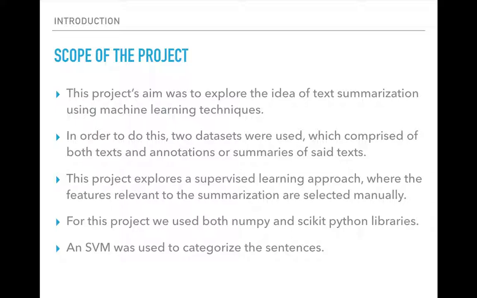So the idea for a project was to use machine learning techniques to create summaries from texts. In order to do this, we used two datasets that comprise both of text and annotations or summaries of those texts. We used a supervised learning approach, which means we manually crafted the features for each sentence. In this project, we used both the NumPy and scikit Python libraries and then used an SVM to categorize the sentences. Basically, what we're trying to do here is determine whether a sentence is or isn't important towards a summary. And if it is, we choose it and we use it to summarize a text.